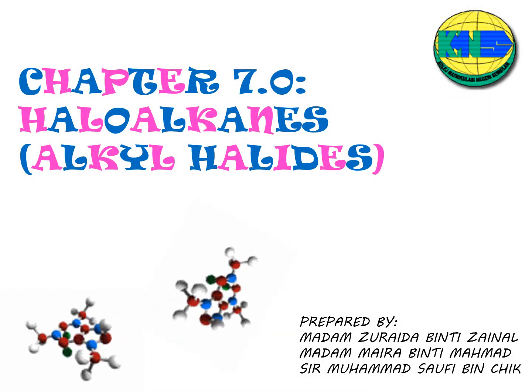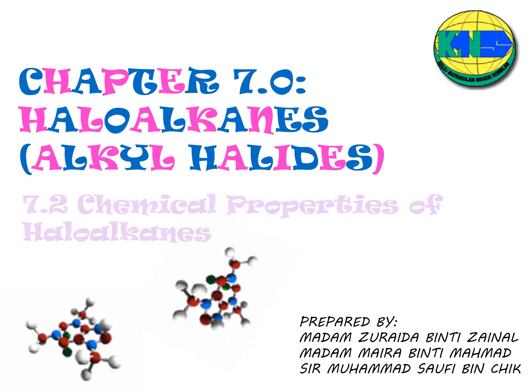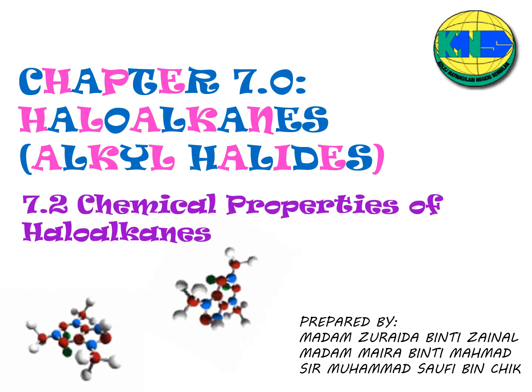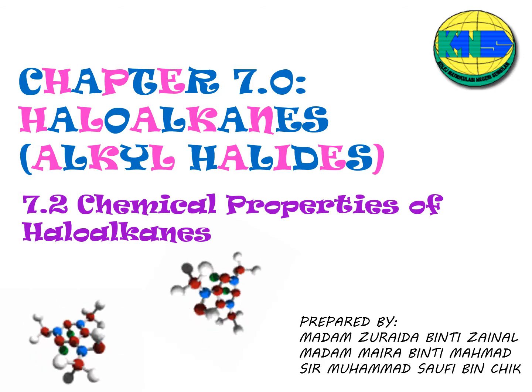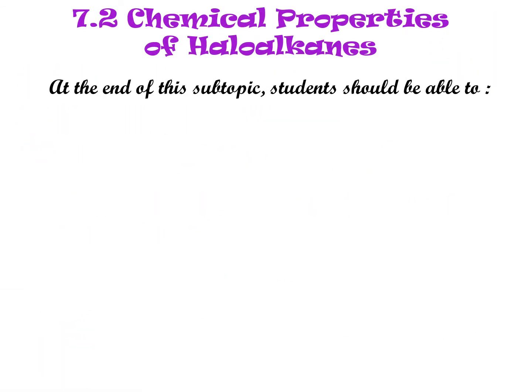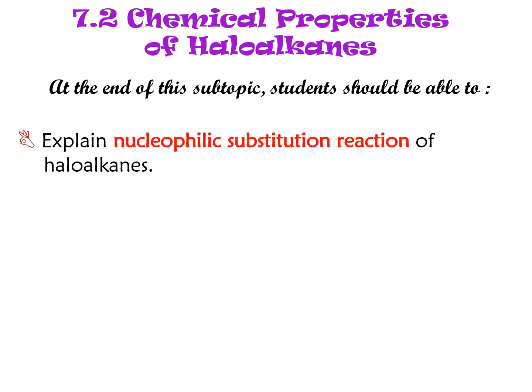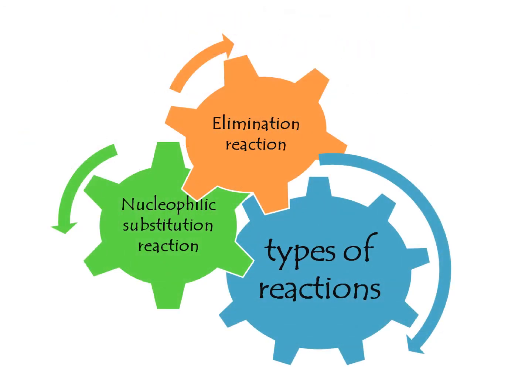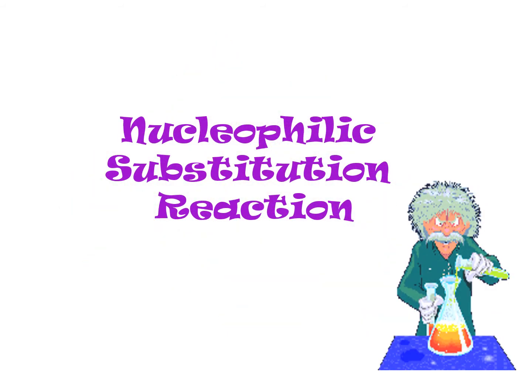We continue with the second subtopic in chapter 7.0, subtopic 7.2, chemical properties of haloalkanes. At the end of this subtopic, students should be able to explain nucleophilic substitution reaction of haloalkanes. Haloalkanes have two types of chemical reaction, which are nucleophilic substitution reaction and elimination reaction. Now we will discuss nucleophilic substitution reaction of haloalkanes.